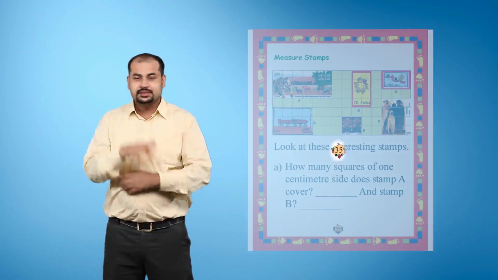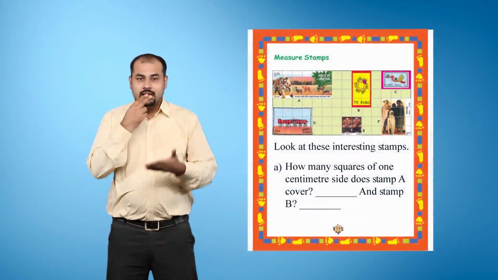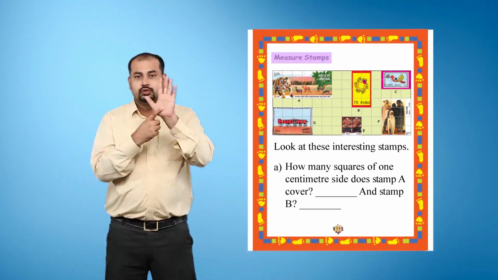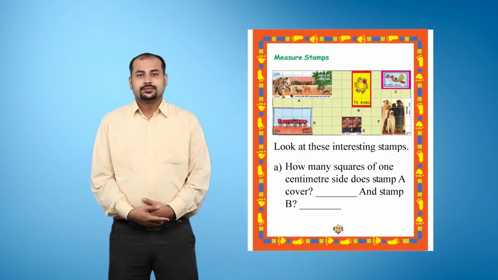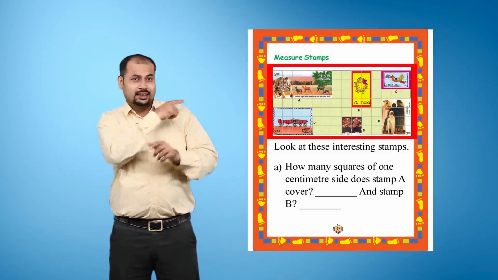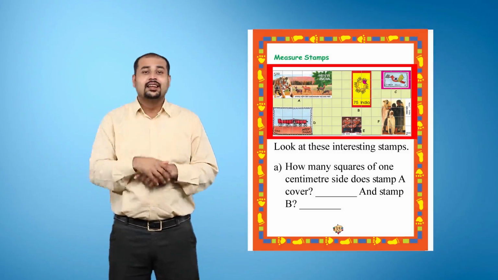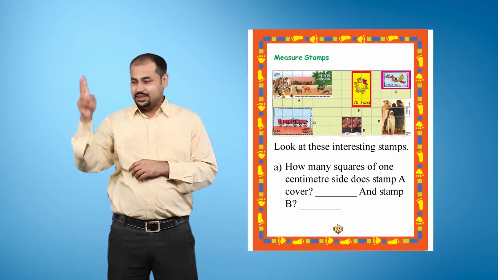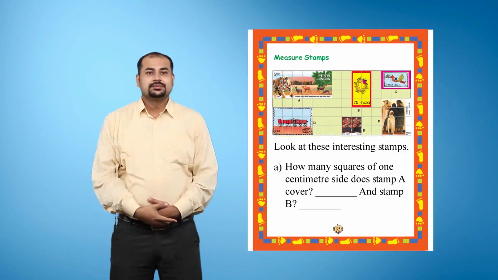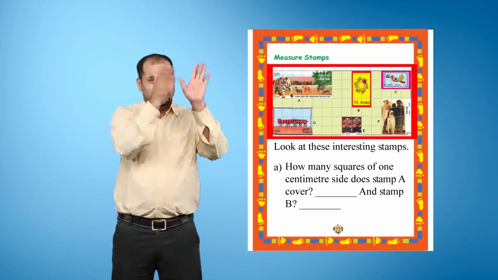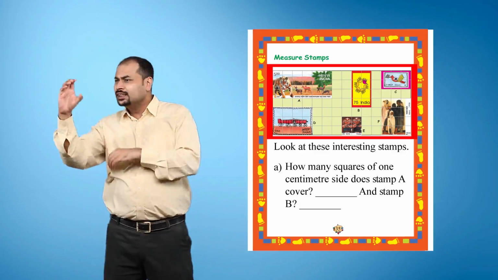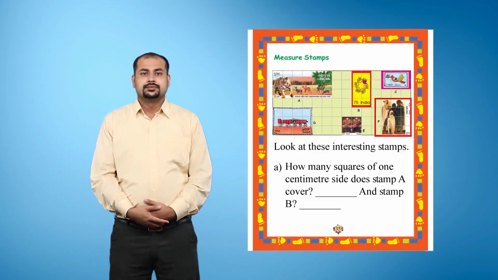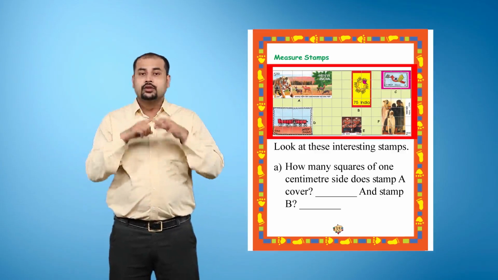Page 35. Measure stamps. On the top of the page, we have a grid-like structure in which we see the pictures of a number of stamps neatly arranged in different sides and corners of the figure. These stamps have been marked as A, B, C, D, E, and F. Below the picture we have some questions.